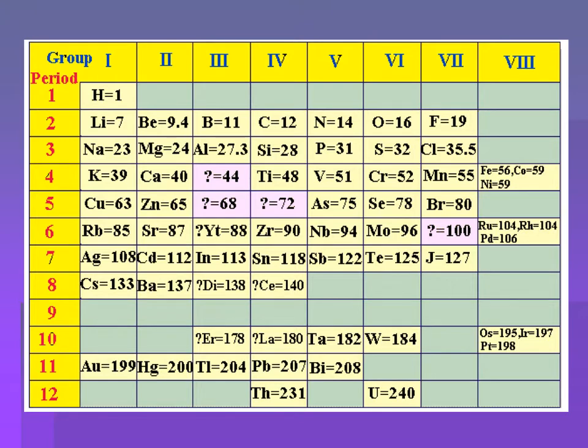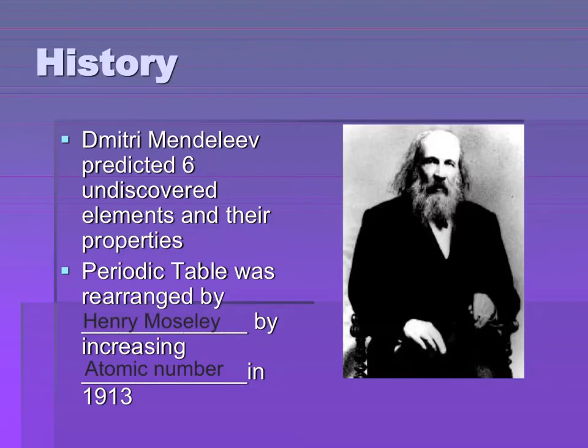But what's fascinating with Mendeleev's periodic table is he had these empty spaces, similar to a deck of cards. If I were to take out the 2 of hearts and the 5 of spades, you could probably figure out which cards were missing because of the patterns that are there. So he actually predicted 6 new elements while creating this periodic table. Again, Mendeleev predicted 6 undiscovered elements and their properties. And then in 1913, the periodic table was rearranged by Henry Moseley by increasing atomic number.